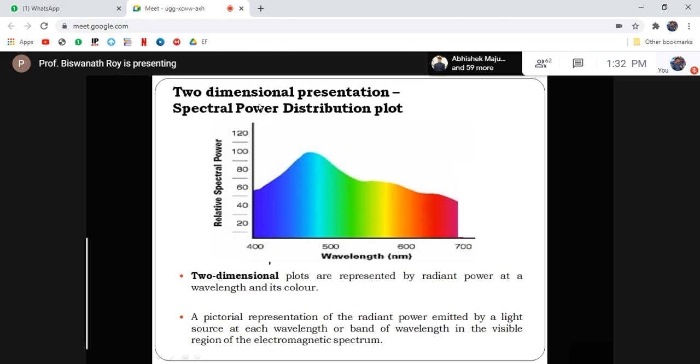So power terms appear here, because this plot gives me not only the value of wavelength, but also the associated power. So two-dimensional plots are represented by radiant power at a wavelength and its color.